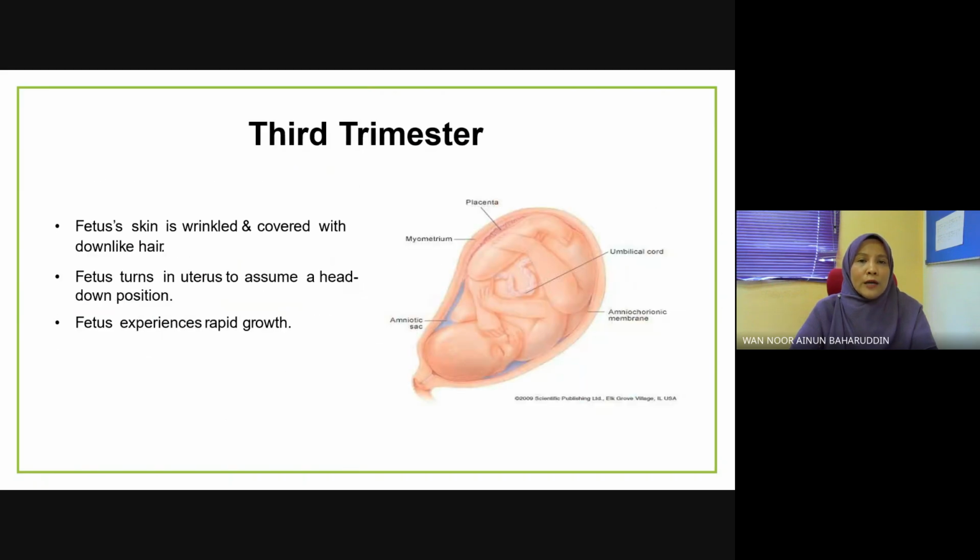Then in the third trimester, the skin is wrinkled and covered with down-like hair, meaning the hair structure, and all that hair on top of the head and so on now covers the baby's body. The fetus turns in the uterus to assume a head-down position. So this is the complete cycle. It's ready to be delivered, and the fetus experiences very rapid growth there.